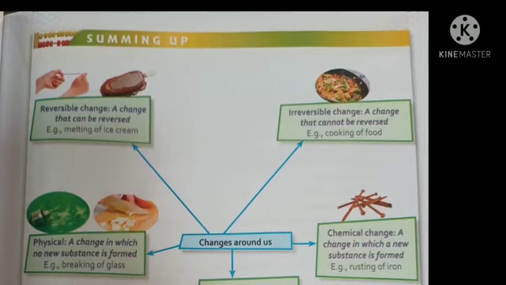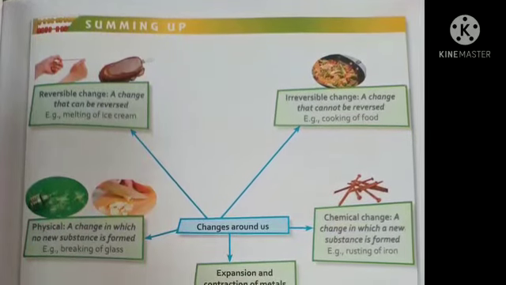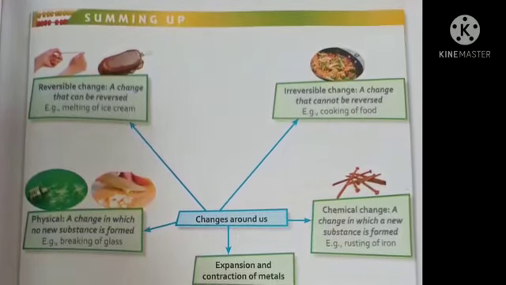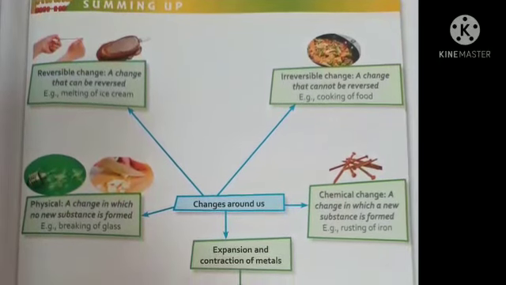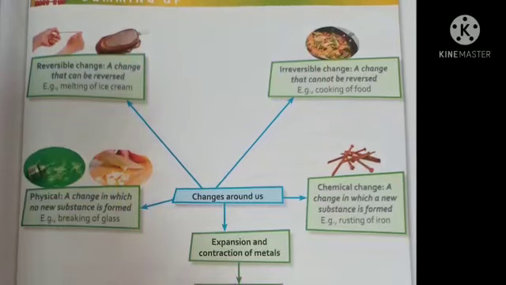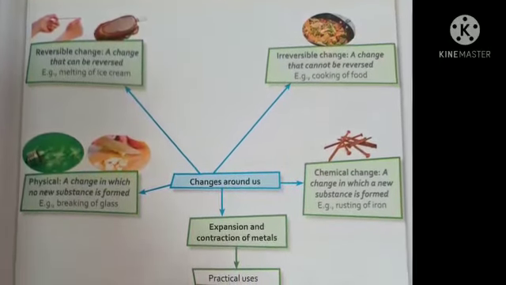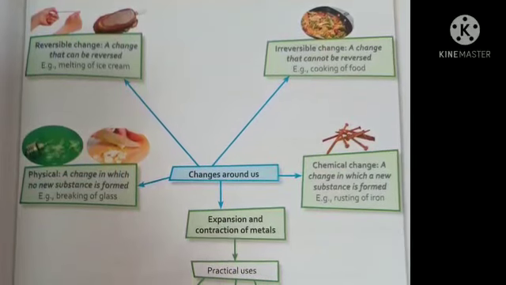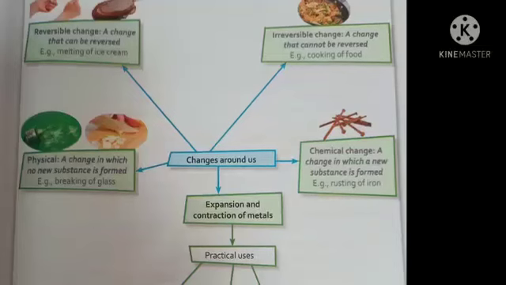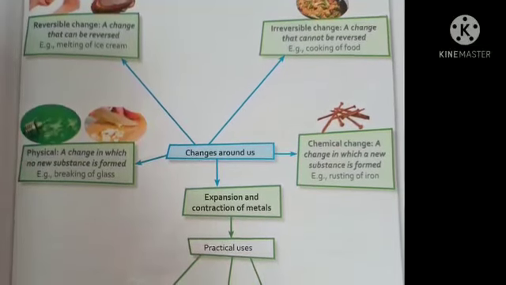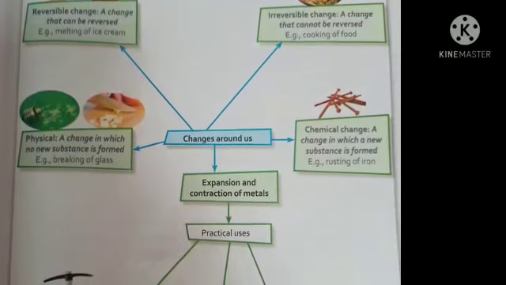Students, here is the summing up of the chapter. We will quickly go through this for better understanding of the chapter. Initially we read about changes around us, which can be of four types. Reversible changes mean a change that can be reversed, for example, melting of ice cream. The second is irreversible changes, which means a change that cannot be reversed, for example, cooking of food.